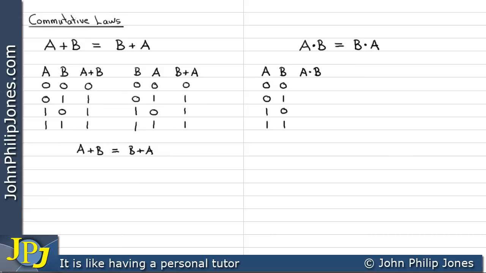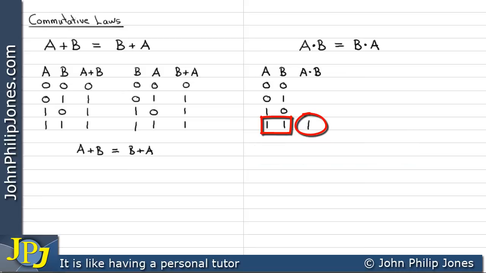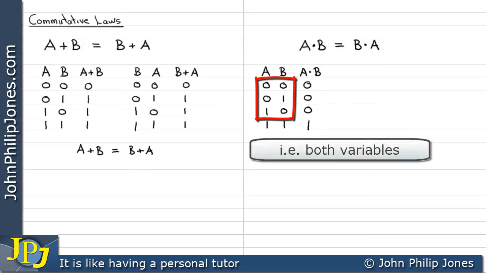Now we should know by now that an AND gate only gives us a 1 at the output when both of the inputs are a 1. So in other words, when A and B are both 1, and that only occurs here, that's the only one that will give us a 1, so this will be a 1. And all the others are 0, because we can see for all the other combinations, we do not have both of them as being a 1.